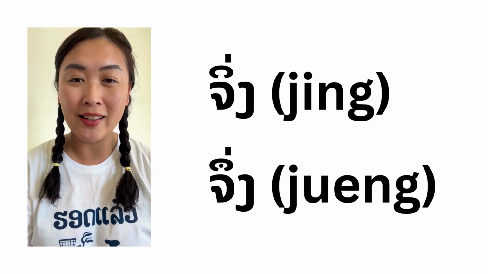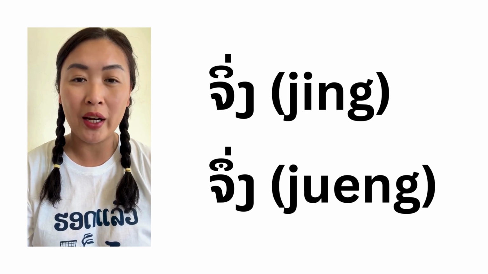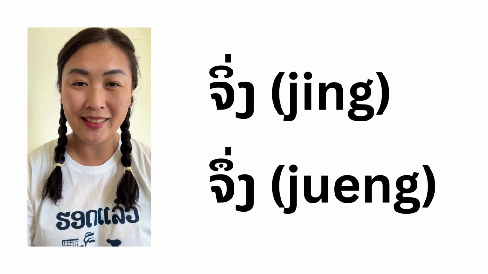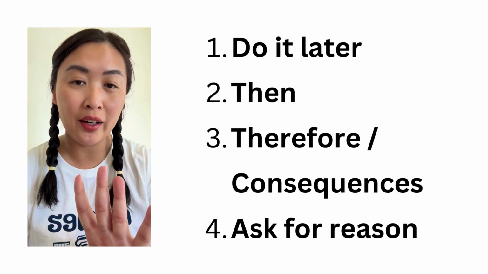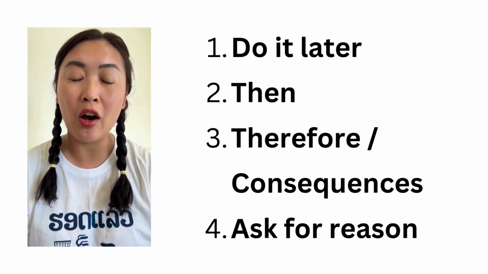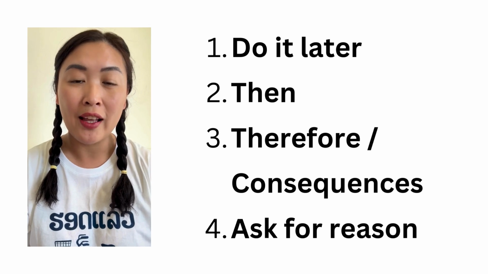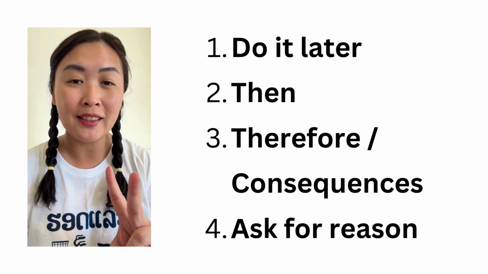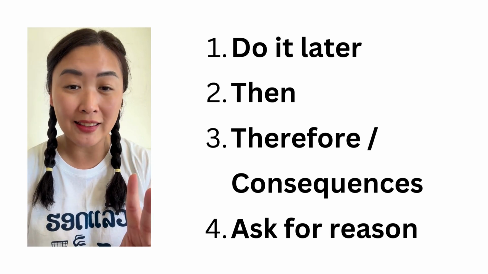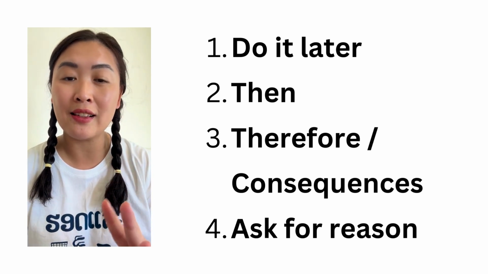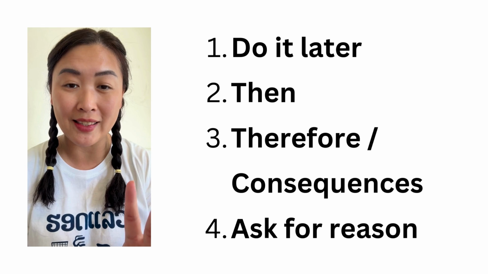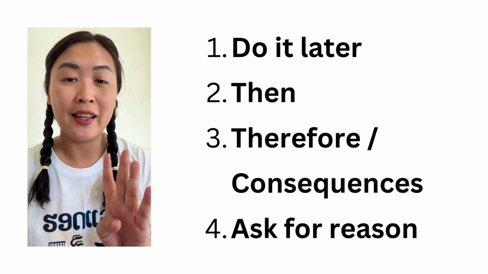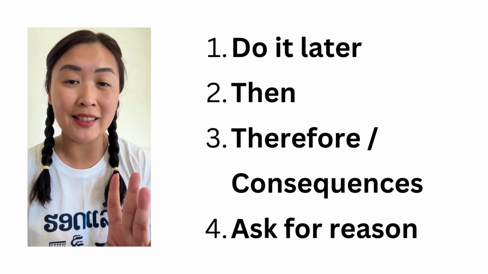My name is Dalivan. In this video, I am going to show you how to use the word jing or jueng in a sentence. There are 4 meanings of jing or jueng in this video. The first one is do it later. Second, the meaning is then. The third one is therefore or consequences. Fourth is asking for reason.